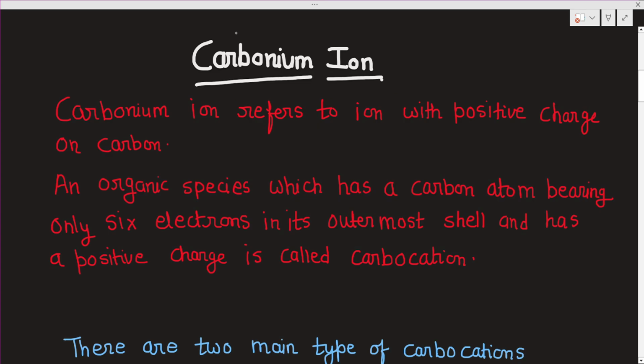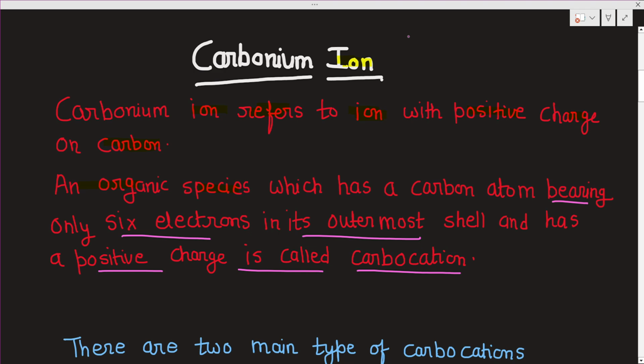First of all, understand what is the carbonium ion. Actually, carbonium ion refers to the ion with positive charge on carbon. It means there is a positive charge on the carbon atom. Or we can say any organic species which has a carbon atom bearing only 6 electrons in its outermost shell and has a positive charge on it, that is called a carbocation.